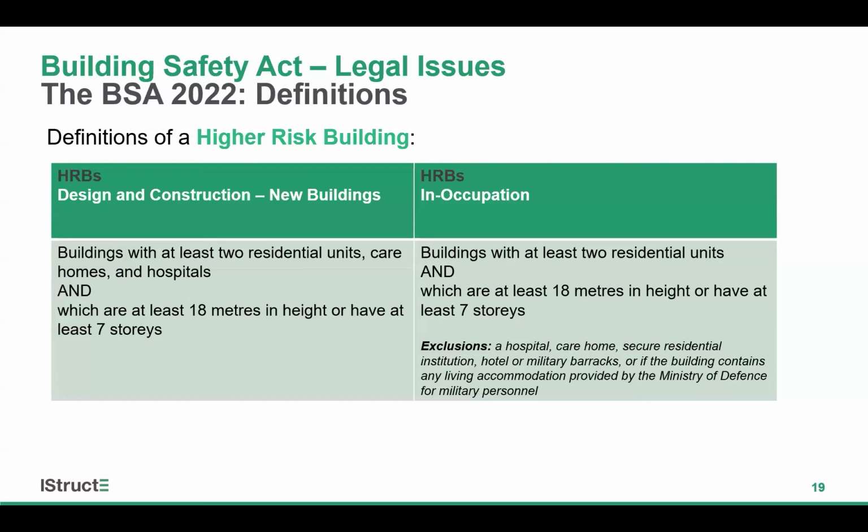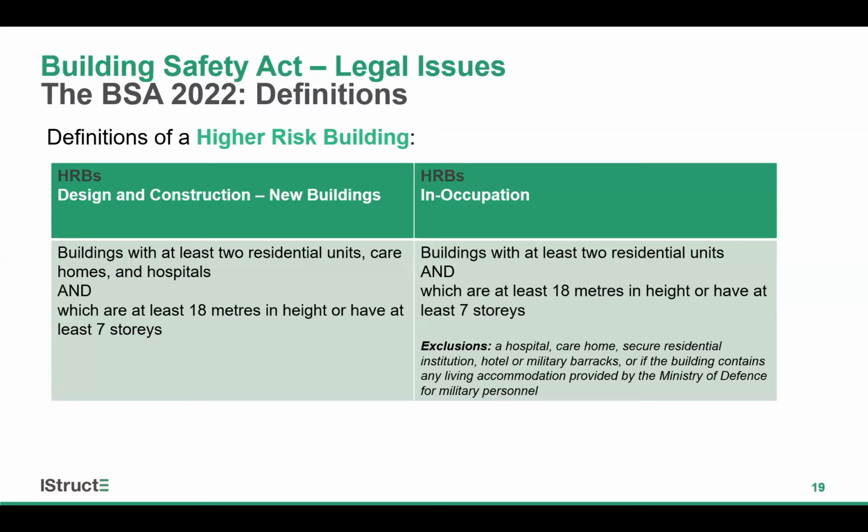One of the key definitions is higher risk buildings. And of course, it's really important for structural engineers to identify projects which are going to involve a higher risk building. Somewhat unhelpfully, within the various regulations, there's different definitions of higher risk buildings. But in summary, we can boil it down to two. The most likely and common definition we'll need to refer to is for the design and construction of a new building. And so the definition for that is fairly straightforward. So it's a building with at least 2 residential units or a care home or a hospital, which are at least 18 metres in height or have 7 stories.